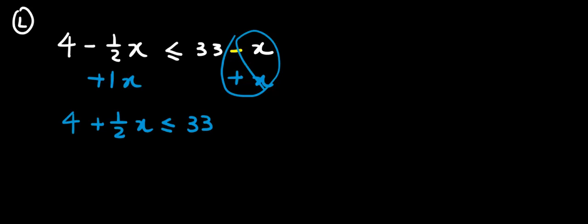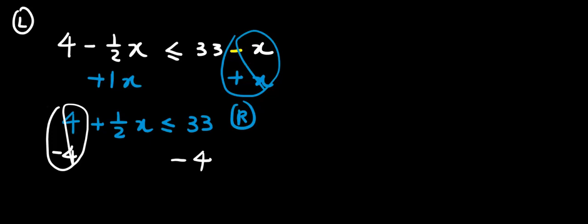Okay, and if you want your variable to stay on the right-hand side, of course, this beautiful number is going to go to the right-hand side. We're going to subtract 4 each side. Subtract 4, subtract 4. Okay, and these two cancel out one more time. And then what do we have? We have 1/2 x less than 33 minus 4. Thank you, you give me 29.